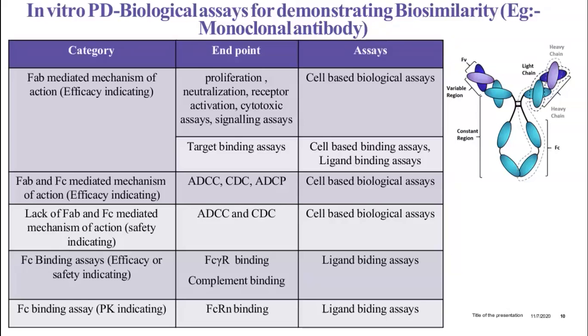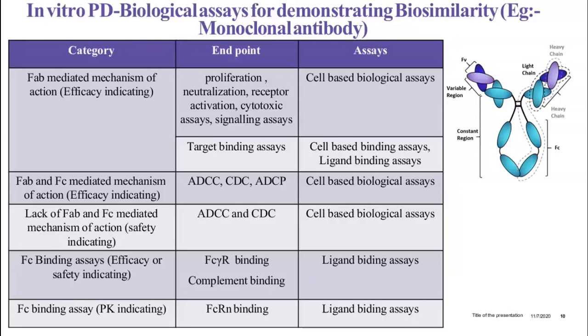If you want to look at the Fc portion, there are different Fc binding assays. For example, Fc gamma R binding assays; even for Fc gamma R there are different fragments we can go for: Fc gamma R1, R2, R2A, R3. So we can do different Fc gamma receptor binding assays. These are ligand binding assays, and we can also use complement binding assays to see the efficacy, which is mainly a safety indication of Fc binding.